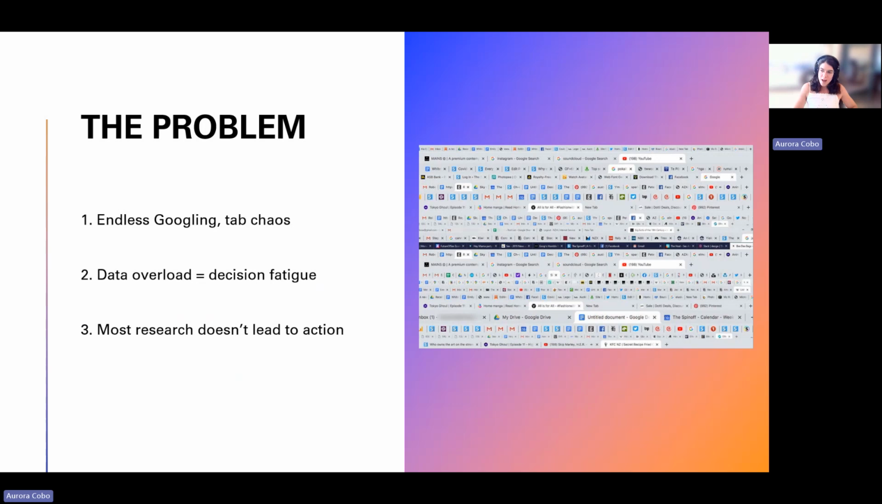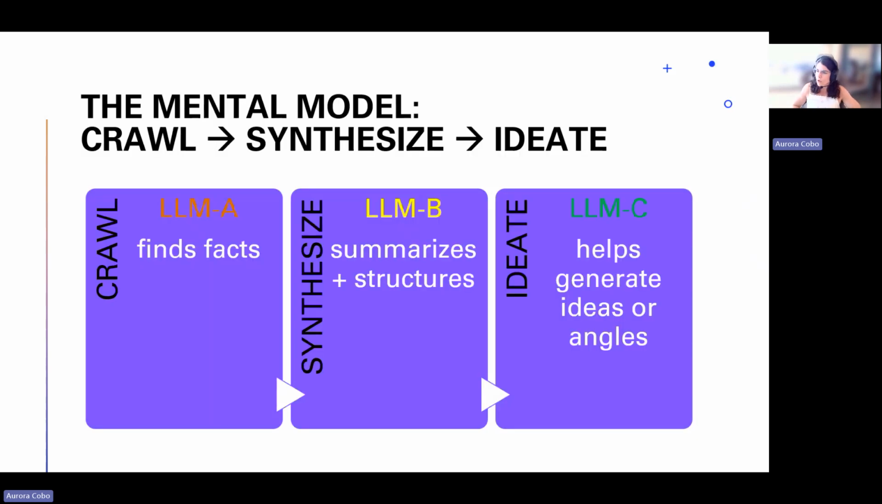This is a very chaotic situation. This is also a scenario of data overload, where we have so much information that we don't know what to trust. And this causes decision fatigue. In addition, most research doesn't lead to action. So let's try to solve the situation.